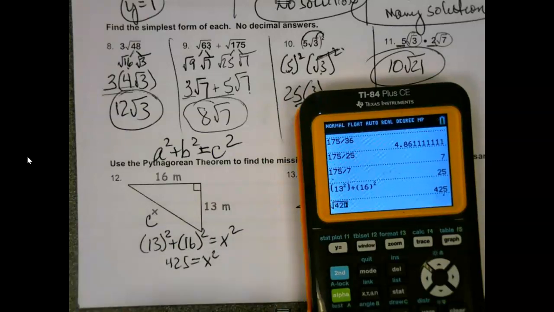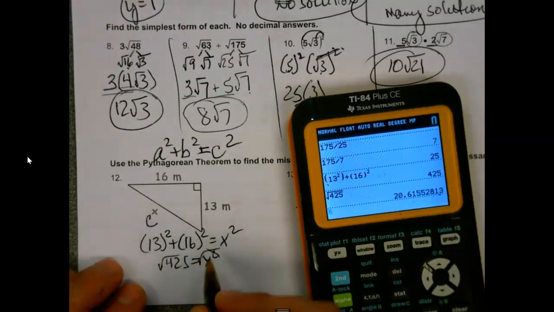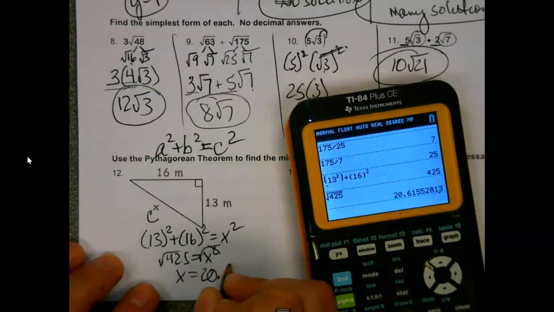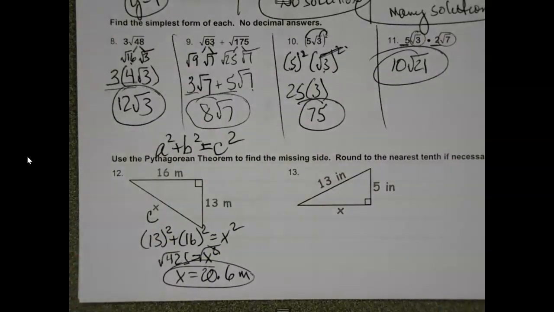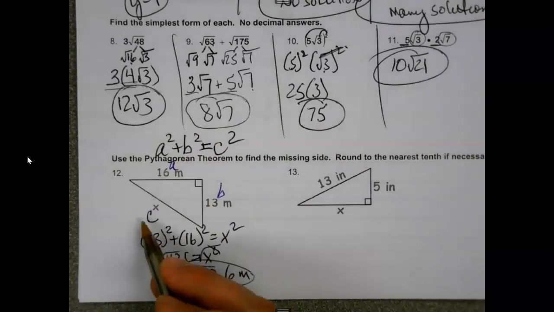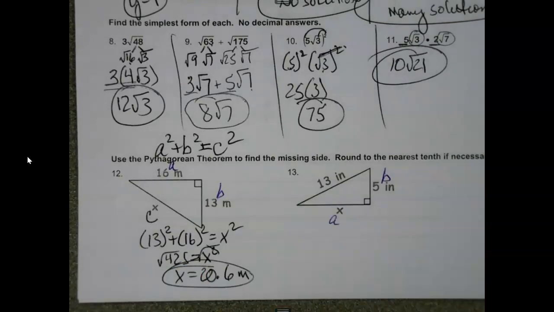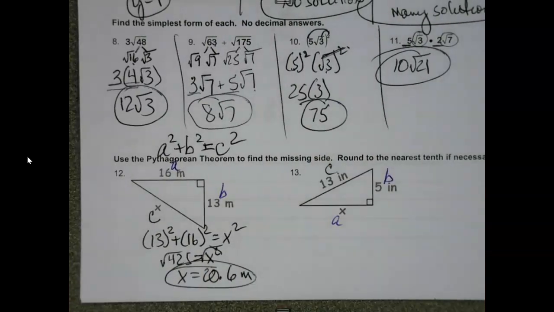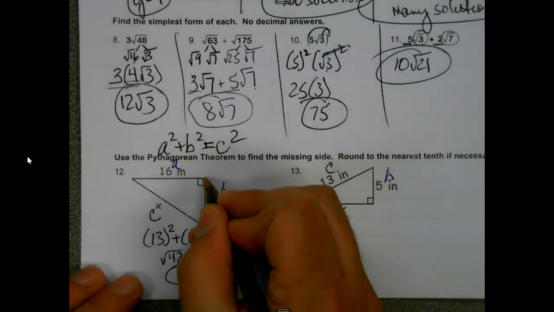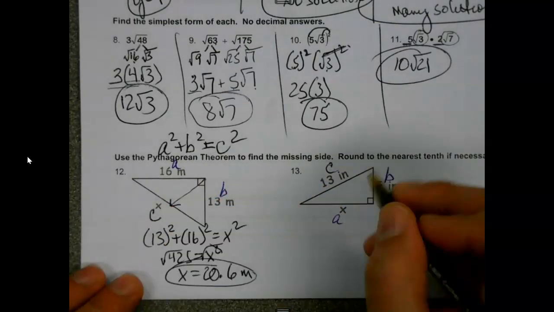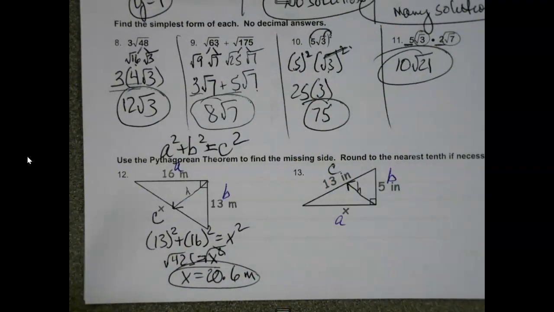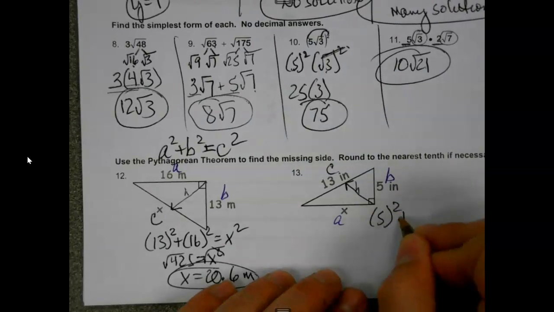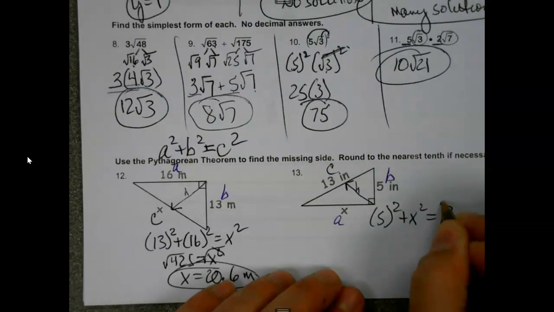And the square root of 425 is going to be 20.6, the longest side. But 13 is a little different. Why is 13 different? Because A and B are always my sides. C is my hypotenuse. A and B are my sides, C is my hypotenuse. How do I know which one's the hypotenuse? It's the one that, if I start at the right angle and go straight across, that's my hypotenuse. So here, 5 squared plus x squared equals 13 squared.